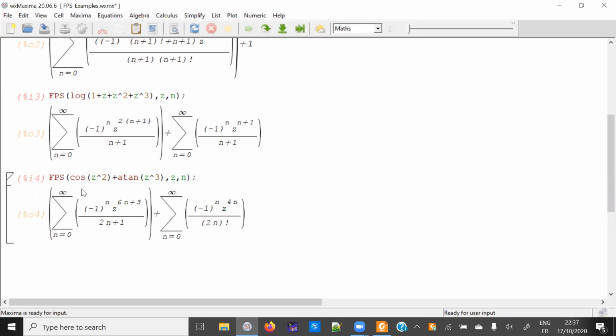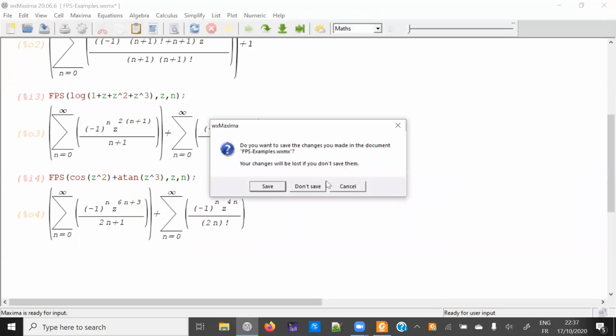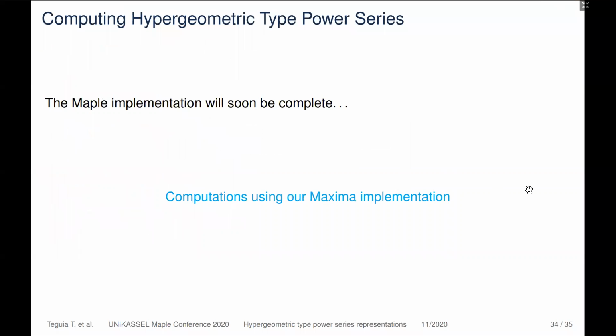And you can see the m-fold hyper algorithm linearizes the computation of power series. We have this one which corresponds to this, and this one which corresponds to this. Note that all these computations cannot be rendered by the current implementation of Maple.